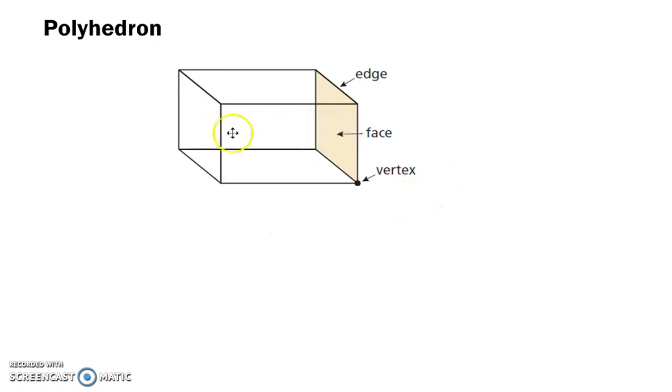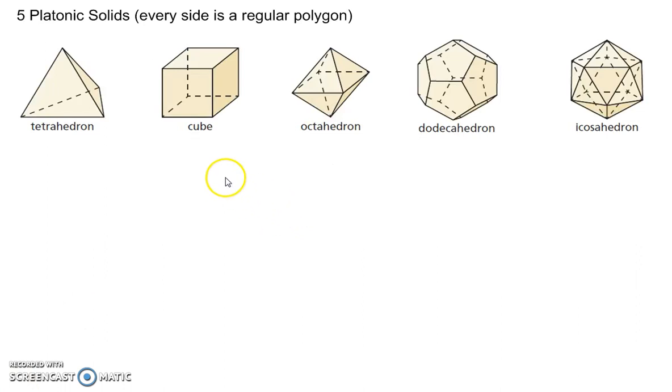So the face is a flat surface that has straight sides, that has edges, and where several of these edges meet, we call that a vertex. Now there are 5 ways in which you can have regular polygons assembled to create a polyhedron. And those are called the 5 Platonic solids because Plato discovered these ways. Regular polygon meaning that every side is the same and every angle within it is the same.